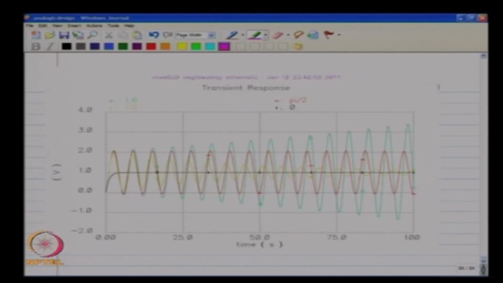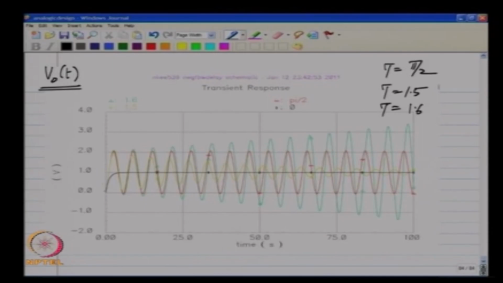So, in this case what I have done is to calculate the output V naught of t by numerically solving all the equations that I had put up earlier, and for 3 cases I have done it: for tau equals pi by 2, tau equals 1.5, which is a slightly smaller delay than pi by 2, and tau equals 1.6, which is a slightly higher delay than pi by 2.